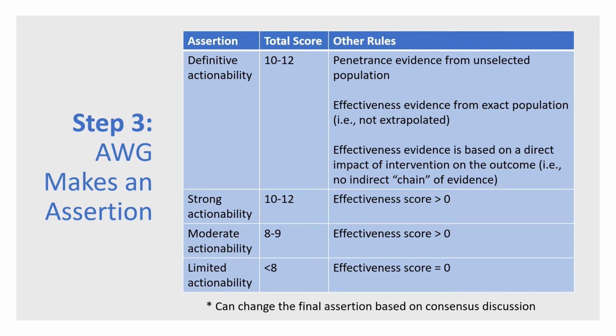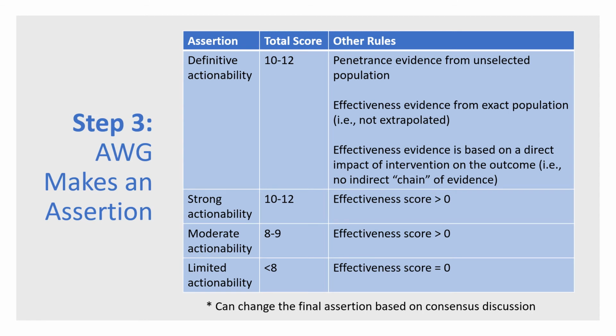However, there's a 4th criteria we call definitive actionability. This isn't part of our preliminary actionability assertion. It would be a condition that met criteria for a strong, but also met additional criteria that we've outlined, such as the penetrance comes from an unselected population. The effectiveness evidence is not extrapolated. It comes from the exact population under consideration. And the effectiveness evidence is based on a direct impact of the intervention on the outcome. So we don't have an indirect chain of evidence.